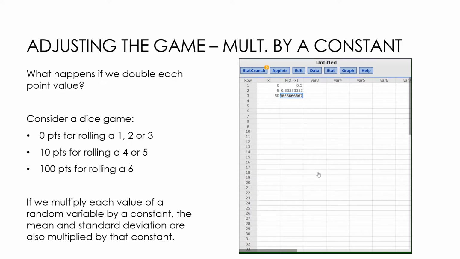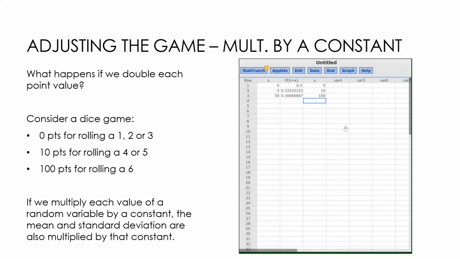So now what I want to do is see what happens if I double each point value. I'm not going to delete any of the other ones. I'm just going to make a new area here, and x is going to be 0 points for 1, 2, 3 because that would be doubling it, 10 points for 4 or 5, and 100 points if I roll a 6.